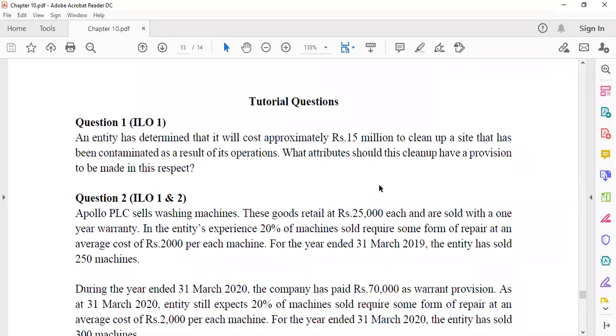So it's an obligation that the business entities would attend to as a result of its past practice.